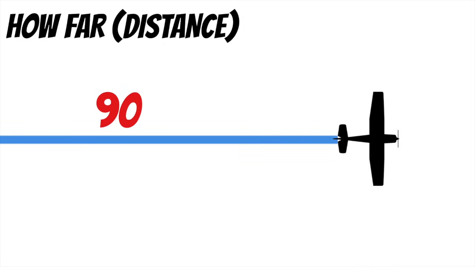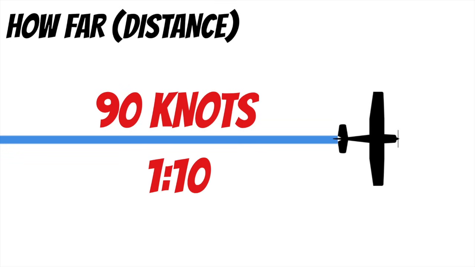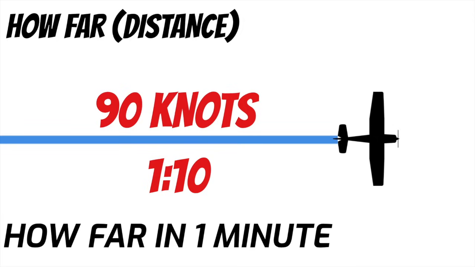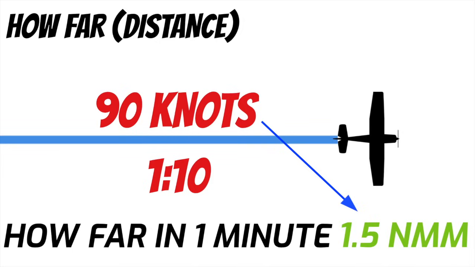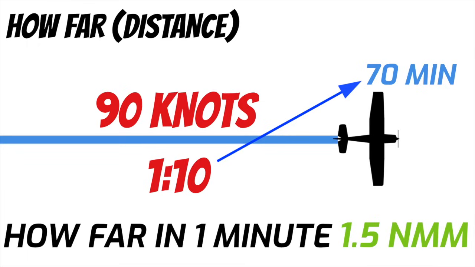What if I'm traveling 90 knots and I flew for 1 hour and 10 minutes? Now how far did I go? Well, I don't even need a calculator to see that I'm traveling 1.5 nautical miles a minute because 90 divided by 60 is 1.5. An hour and 10 minutes is 70 minutes, and 70 times 1.5 is 105. So I'll travel 105 miles.